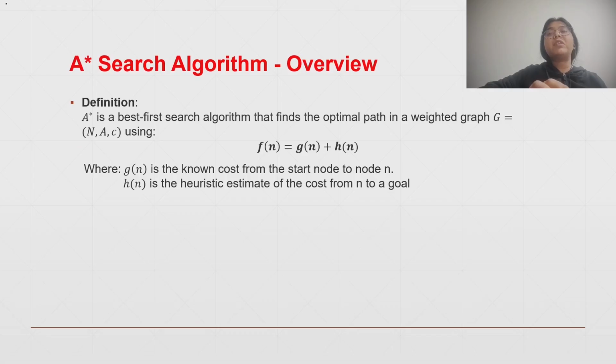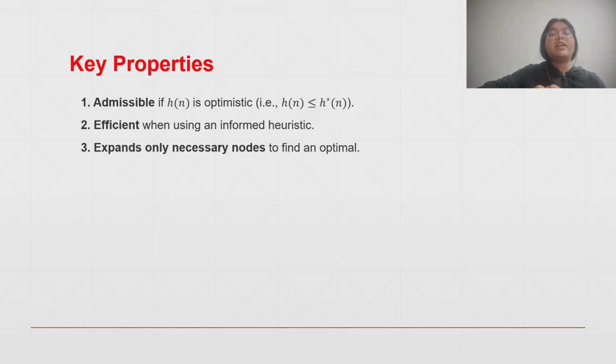A star is one of the most widely used algorithms for state space search problems in artificial intelligence. It follows a best first approach, always expanding the node with the lowest cost function value denoted by f(n). Since A star is a well-known algorithm, we will not dive deep into its working. Key properties of A star make it admissible, efficient, and capable of expanding only necessary nodes. However, these properties are based on single objective optimization.